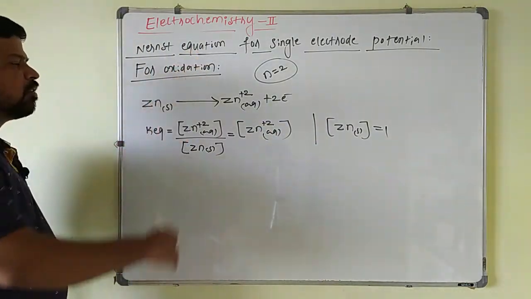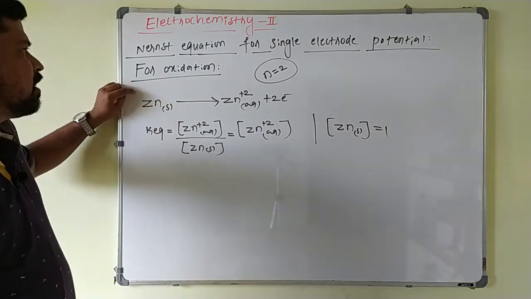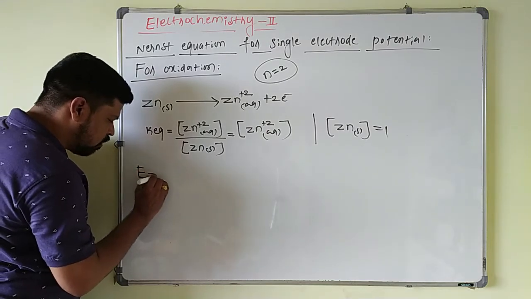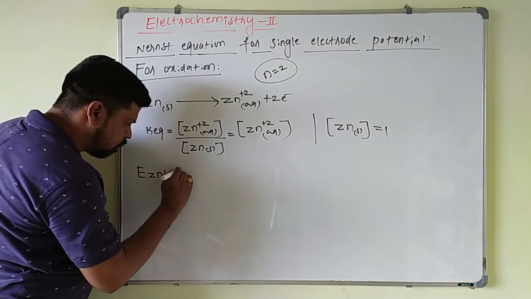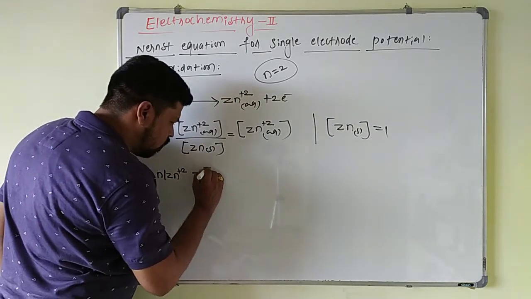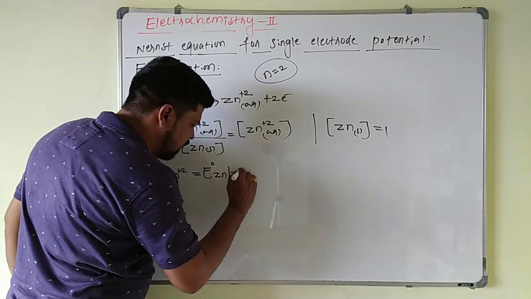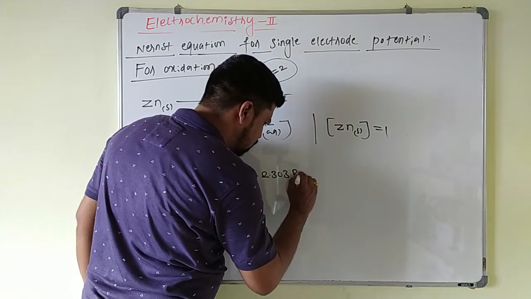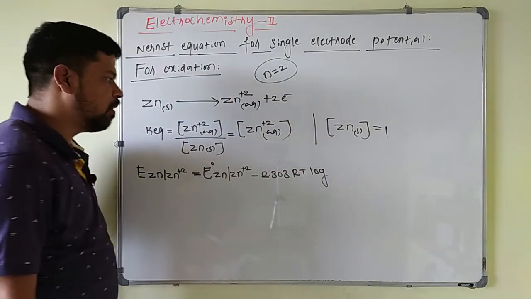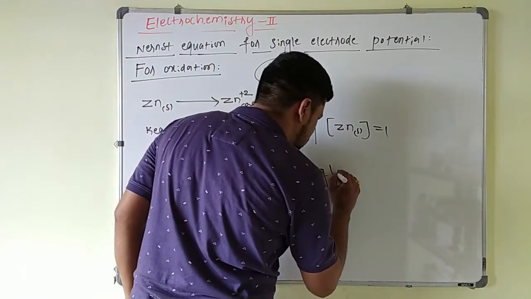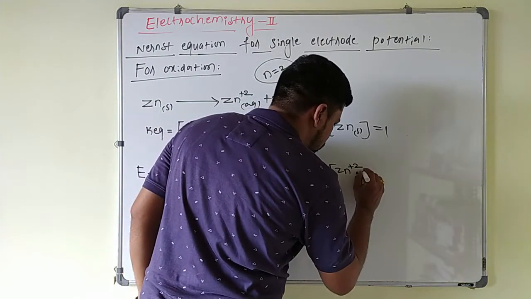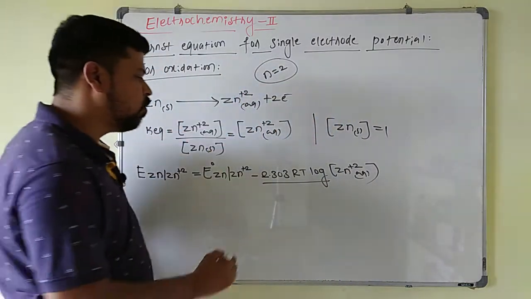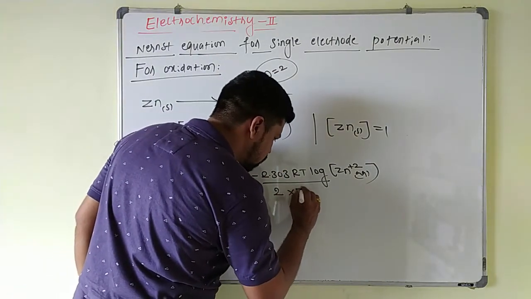Now if we want to write a Nernst equation for this process, that is the electrode potential for zinc, since it is undergoing oxidation, it can be written as: oxidation potential of zinc is equal to standard oxidation potential of zinc minus 2.303 RT log of K equilibrium. What is K equilibrium here? Concentration of zinc plus 2 ion, divided by NF. What is the N value here? 2, because 2 electrons are lost here, into F.